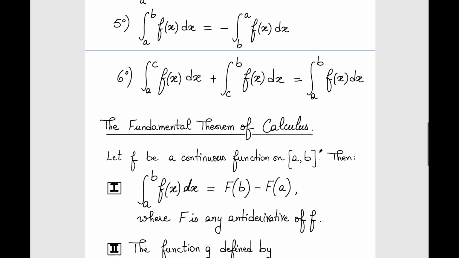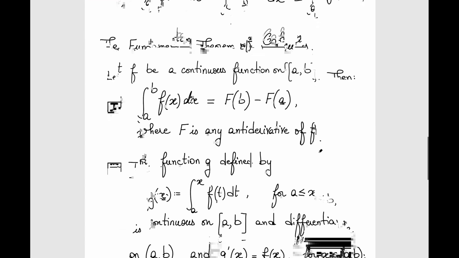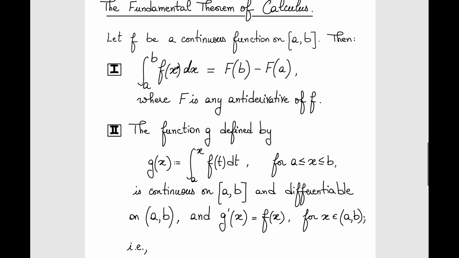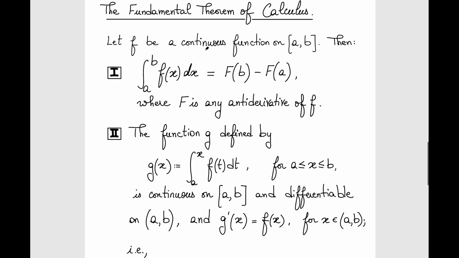Okay. And the fundamental theorem of calculus, which has two parts. For both of them, we're supposing that f is a continuous function on the closed and bounded interval [a, b]. Then the first one says this integral is equal to F of b minus F of a, where capital F, that you see here, is any antiderivative of the function f.